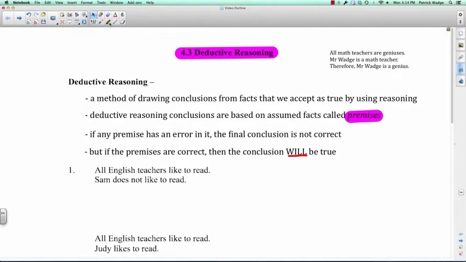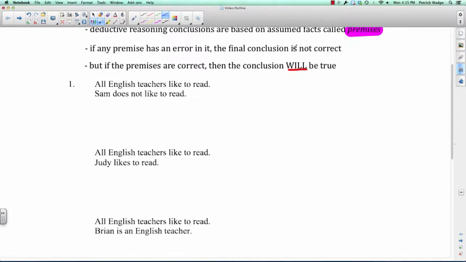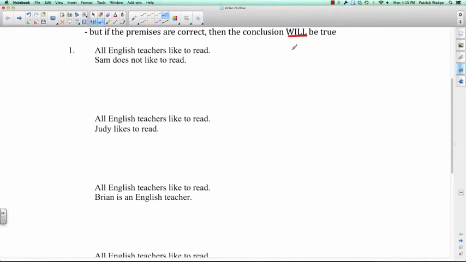However, there's a problem here. What's the problem? This first statement, that's one of the premises. These first two statements here are premises. And the first statement about all math teachers being geniuses, I don't think that's true. I know myself and I know I'm not a genius, so this is not true. Therefore, even though the reasoning's correct, this would be a correct statement, therefore Mr. Wodge is a genius, except sadly, the first premise is not correct. In my opinion, I don't know. Maybe I'm wrong and all math teachers are geniuses, and maybe your math teacher is a genius.